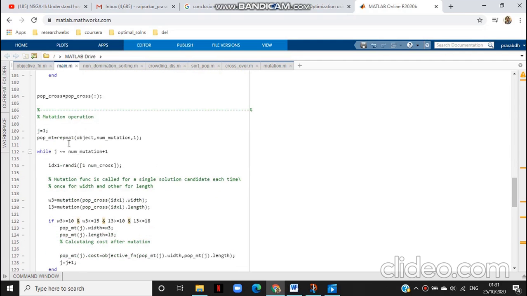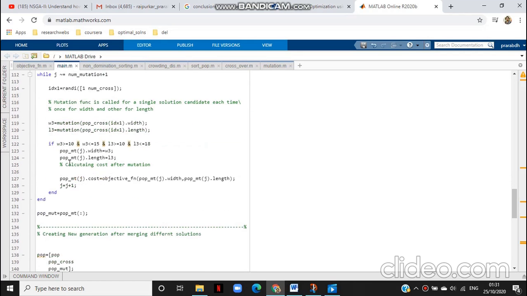And again then we do the mutation. Like I said, we will be interchanging, or swapping, the two bits. And here we also have to take care of this range of length and width, and then we find the objective function, and that is mutation. We call it pop mute.